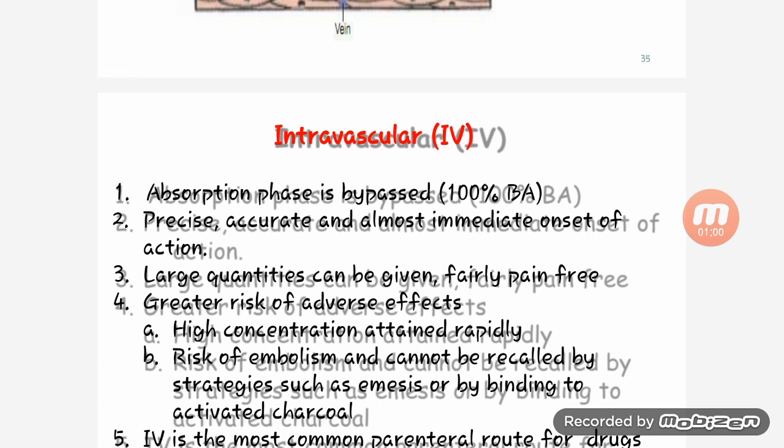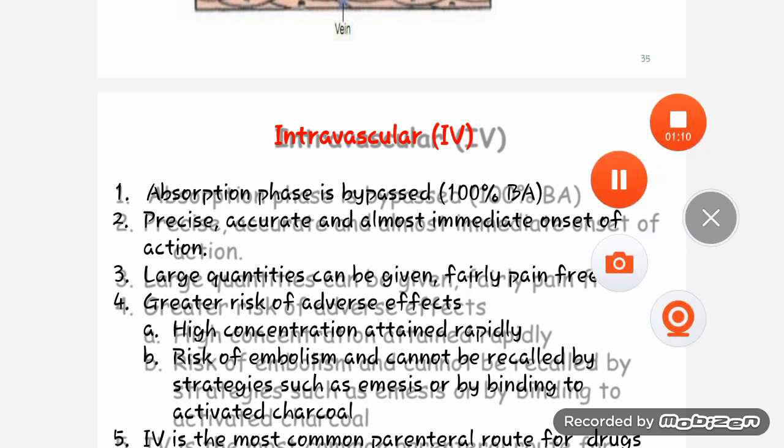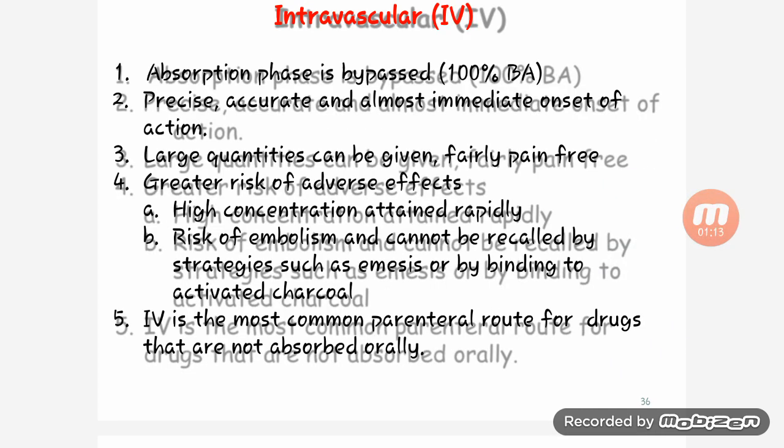Then IV: the intravascular absorption phase is bypassed, 100%. Precise and accurate, and a large quantity can be given fairly pain free. Next, the greater risk of adverse effects. High concentration is attained rapidly in the intravascular space, with risk of embolism, and it cannot be recalled by strategies such as binding to activated charcoal.